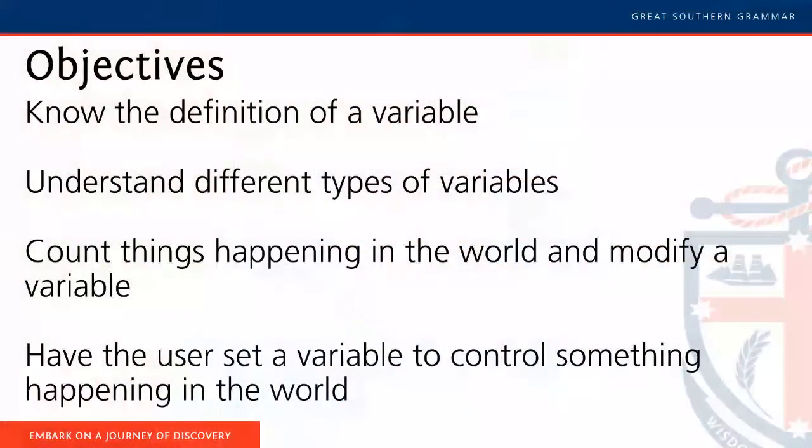So as a reminder, a definition of a variable is something that can change, something that can vary during the running of a program. A user of a program can also set a variable to allow for a program to generate different outputs.